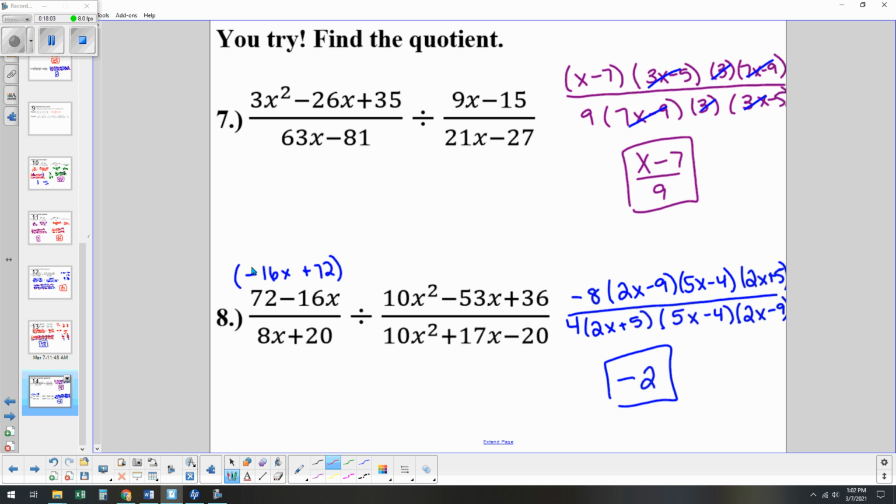And then in our last one, I said we flip that around so we could actually take out a negative 8. I'm left with 2x minus 9. This part down here, which is now the numerator, factors to 5x minus 4 times 2x plus 5. So 8x plus 20 is really 4 times 2x plus 5. And this part up here that's now in the denominator is 5x minus 4 times 2x minus 9. So the 5x minus 4's cancel. The 2x minus 9's cancel. 2x plus 5's cancel. I'm left with negative 8 over 4, which reduces all the way down to negative 2. And that is the end of our lesson 7.3.